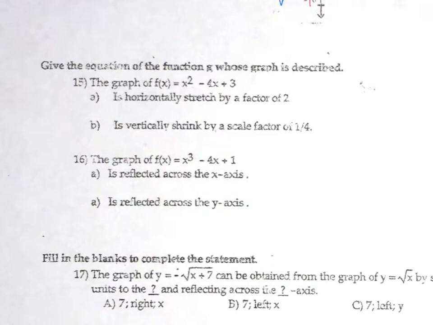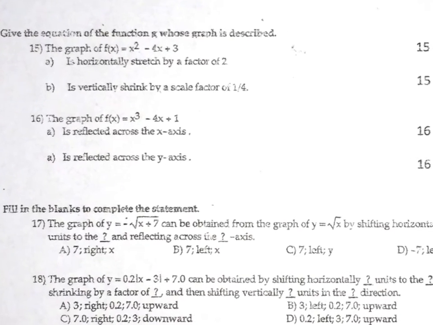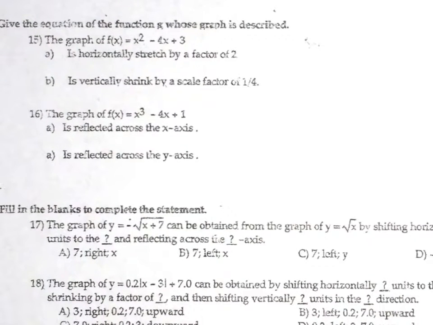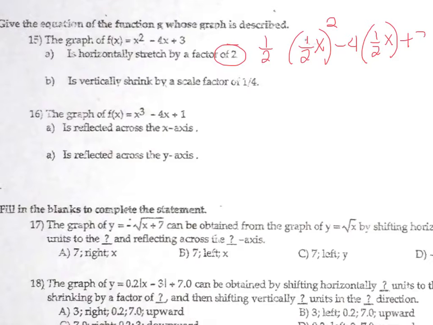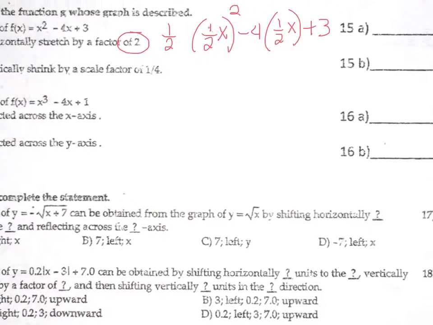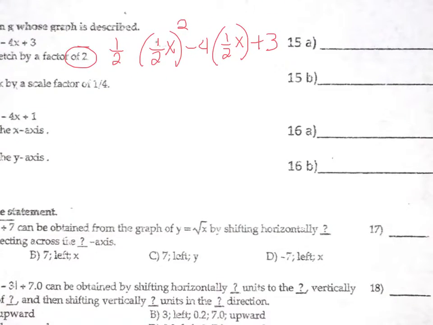Number 15. Okay, well here, many of you missed this. Please pay attention to this. Letter A, horizontally stretch. When you want to stretch it horizontally, that's going to be affecting the x. Well, get the reciprocal of the 2. That would be 1/2. So within the x, you're going to put 1/2. So this is going to be parentheses 1/2 x quantity squared minus 4 parentheses 1/2 x and then plus 3. Okay, so you first put it within the x. Then you simplify.